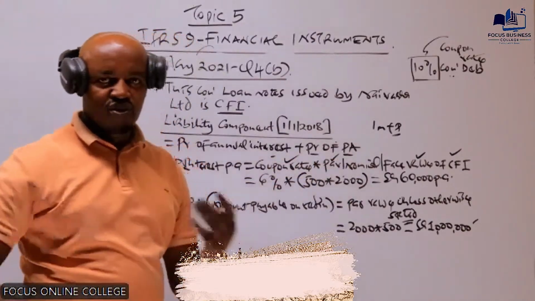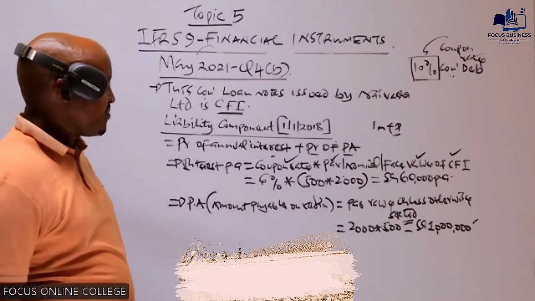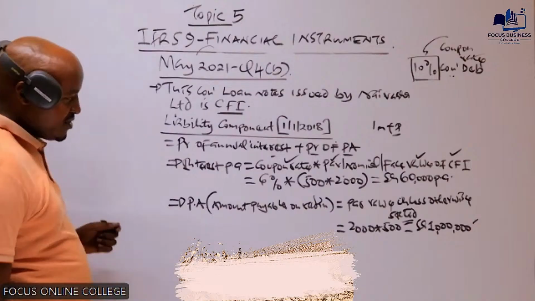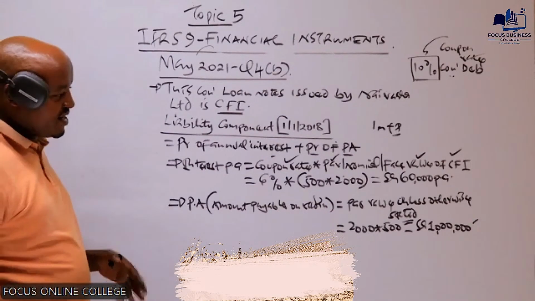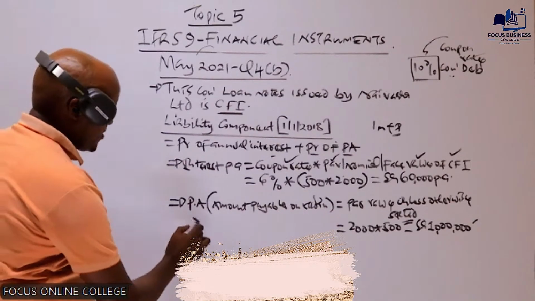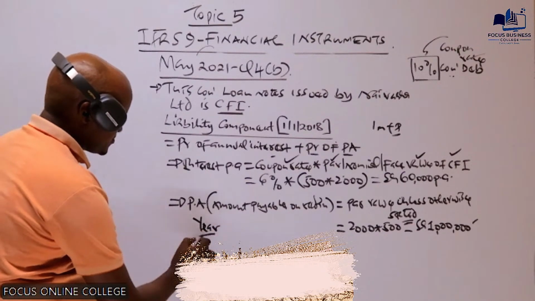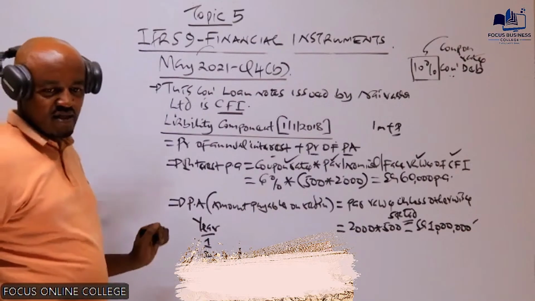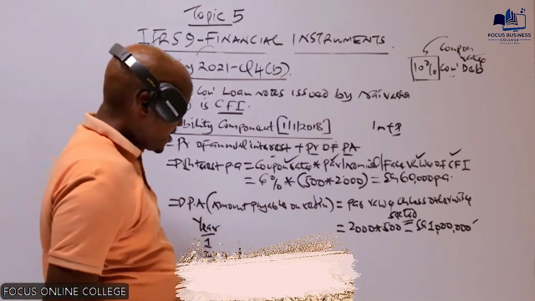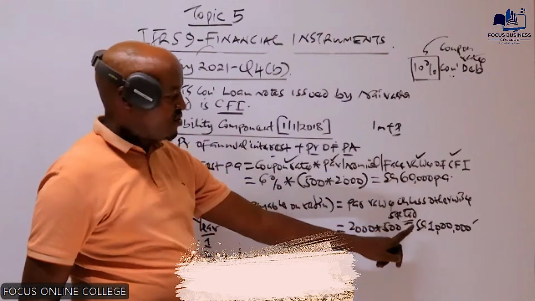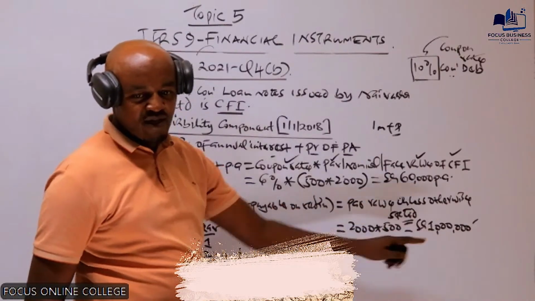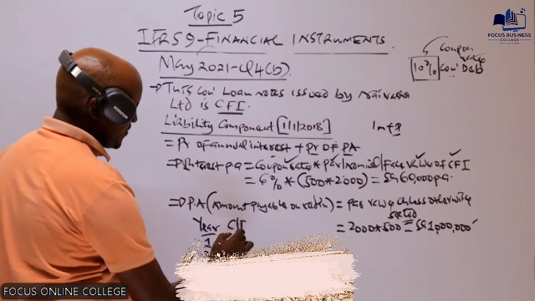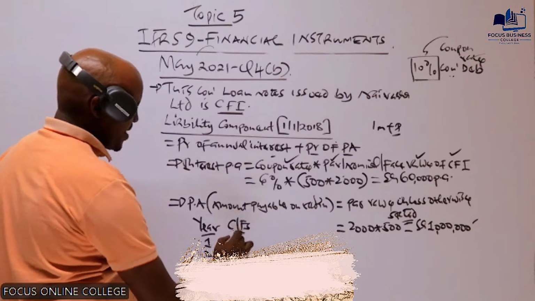So what we need to do now, because we have the annual interest and the principal amount, is discount them. There are a number of approaches we can use to discount this. Let me use an easier one, whereby we are going to have year 1, year 2, year 3. Because we know that in year 1, year 2, year 3, the company will pay this. And then at the end of year 3, the company will pay $1 million.